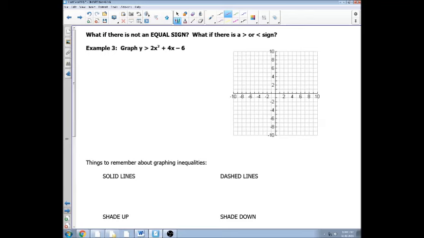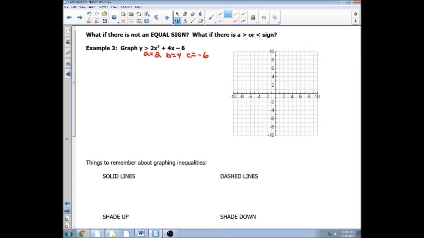Okay? Right now, that isn't a form that we're used to seeing, so I can just say that my a value is 2, my b value is 4, my c value is negative 6. All of the initial steps are going to be exactly the same. There's only one difference here at the end, and I will explain that here in a second.